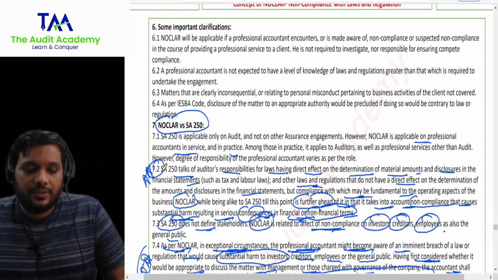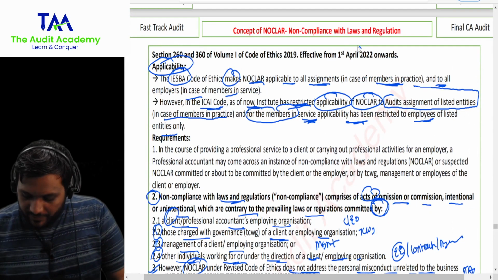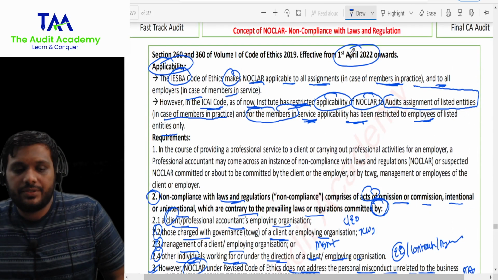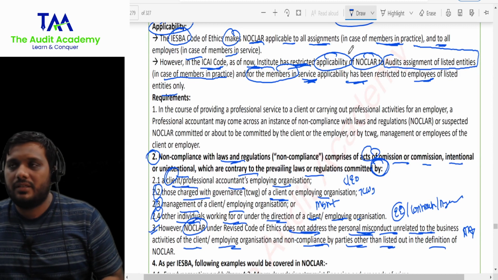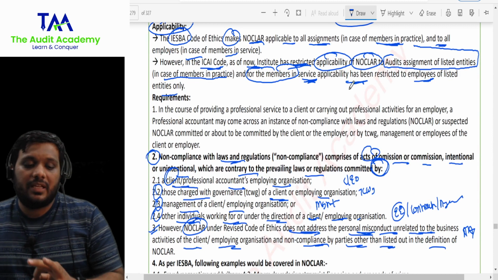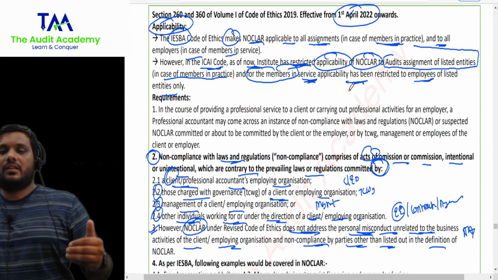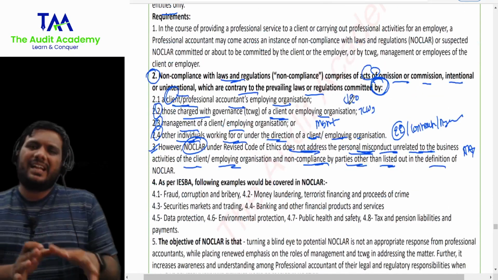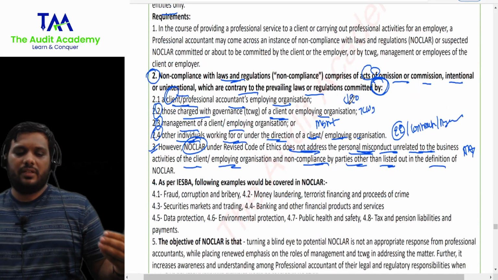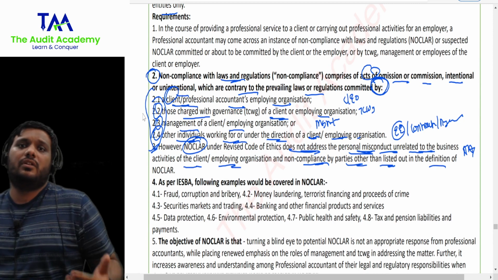All right, yes sir. So what have I discussed up till now with you? That NOCLAR has become effective from 1st April 22 onwards. That NOCLAR, ICAI says, whatever you see over here, the requirements and the discussion is applicable for CA in practice conducting audit assignment of listed entities and CA in service who are the employees of listed entities. Then I told you what exactly is NOCLAR: not complying with laws and regulations, but who has not complied with it? These people. All right, till here you will be accountable.